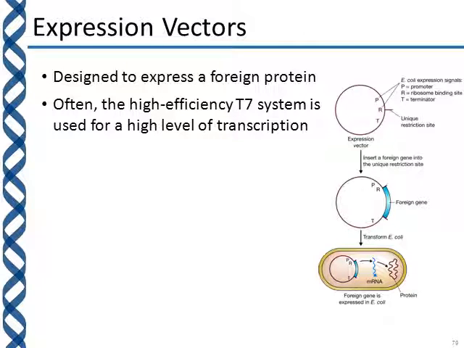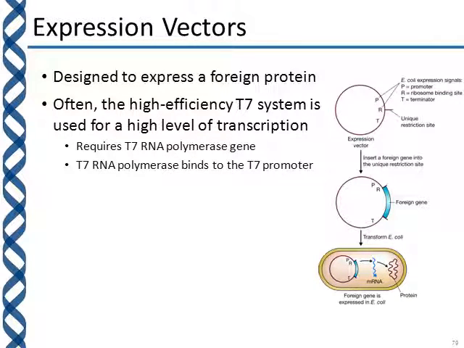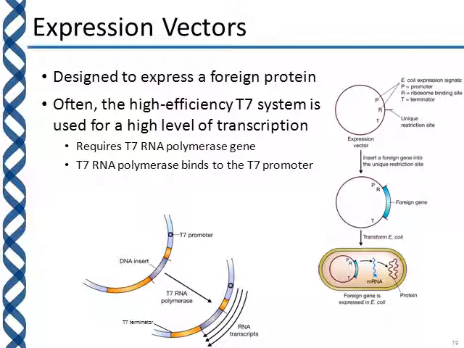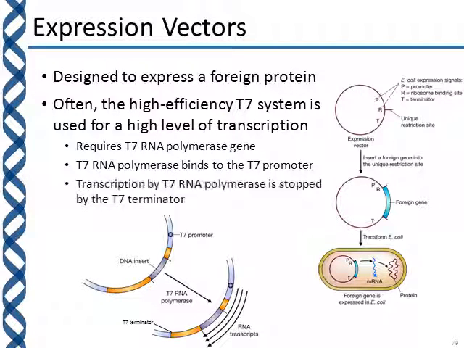Often, the high-efficiency T7 system is used for a high level of transcription. This requires the T7 RNA polymerase gene. The T7 RNA polymerase binds to the T7 promoter. And here we show this diagrammatically. And transcription by the T7 RNA polymerase is stopped by the T7 terminator.